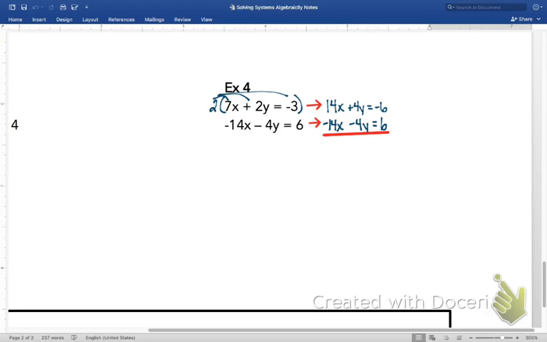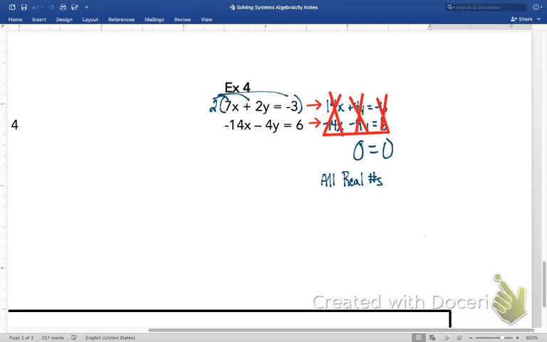Now, signs are different, so I don't have to worry about anything. What's going to happen? Everything goes away, right? Those go away, those go away, those go away. So I have 0 equal to 0. Is that true? All real numbers.